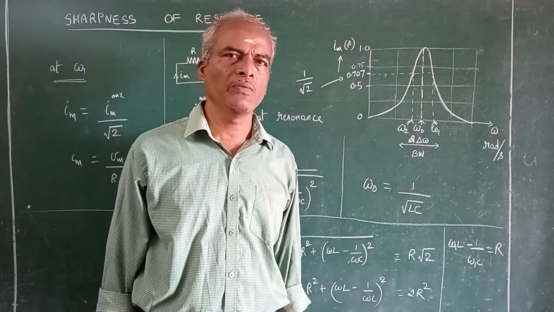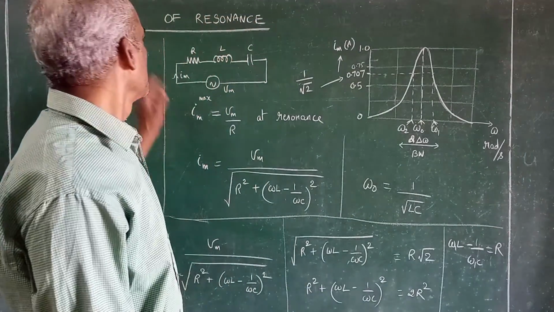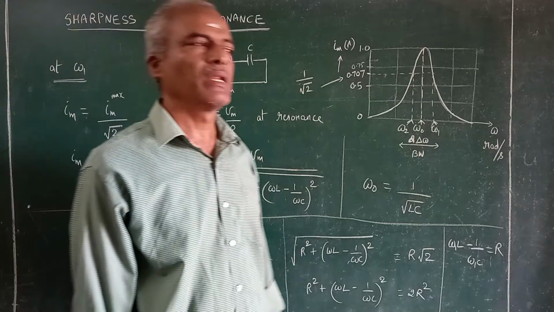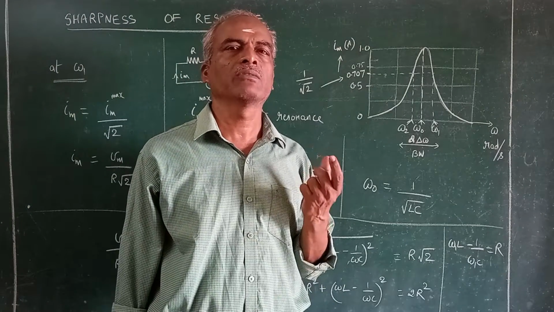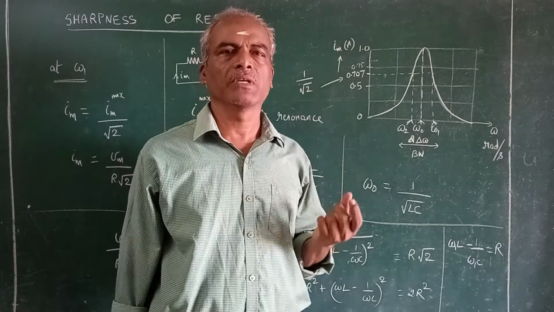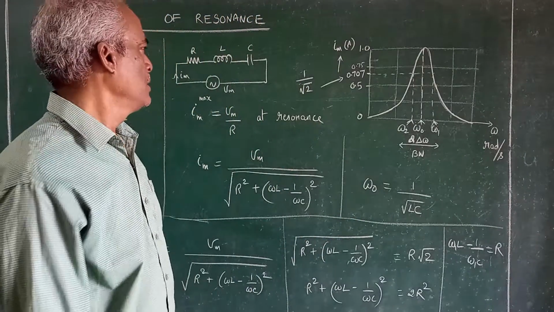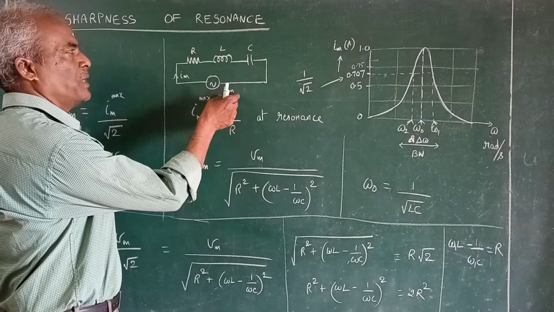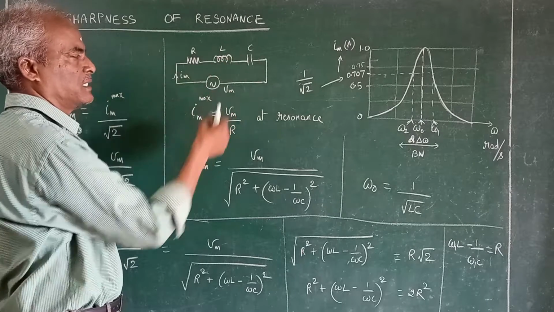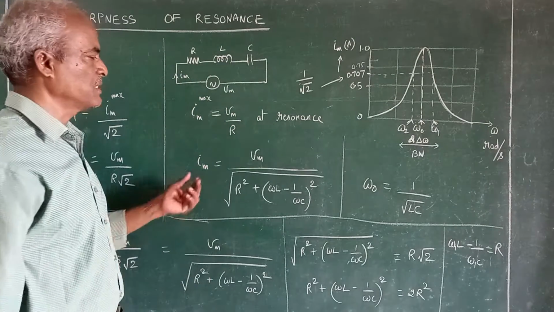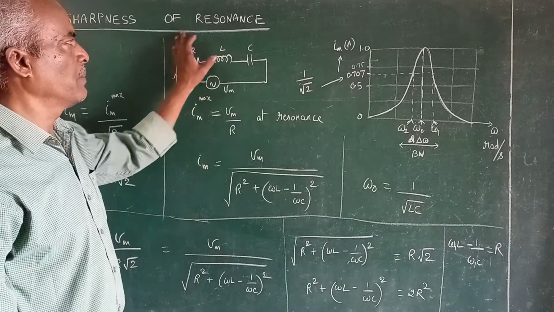Hello viewers, today we are going to see about sharpness of resonance, or indirectly we are going to find out the bandwidth, the range of frequencies a series resonance circuit will allow. We already saw that V_m, R, L, C are connected in series, so the current I_m is given by voltage divided by the impedance.